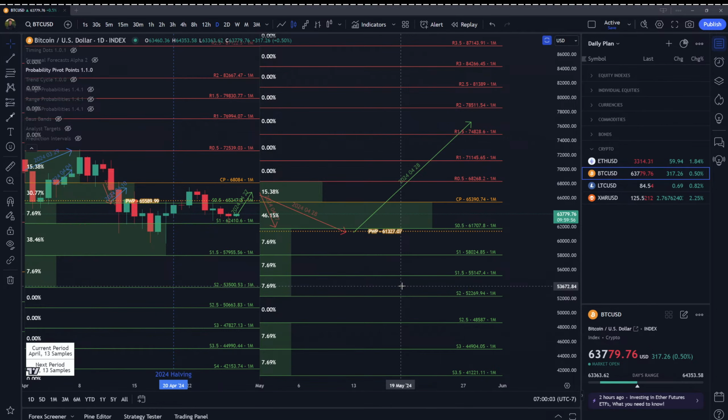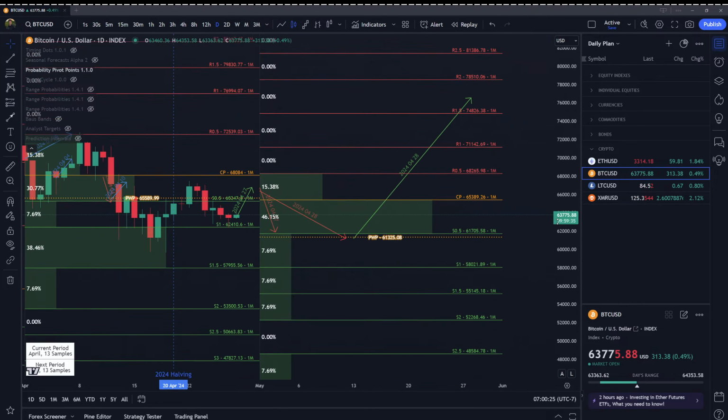Remember, Bitcoin has its own behavior economically. Just because the dollar goes up or the dollar goes down does not mean Bitcoin has to go up or Bitcoin has to go down. So a bullish expectation for the US dollar does not necessarily mean I have to have a bearish expectation for Bitcoin.